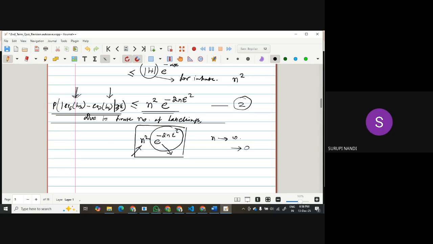It will be a tighter bound, with more assurance. Earlier it was 95% assurance. As this value goes to 0, I can say with 100% assurance that my train error and test error will be within epsilon.